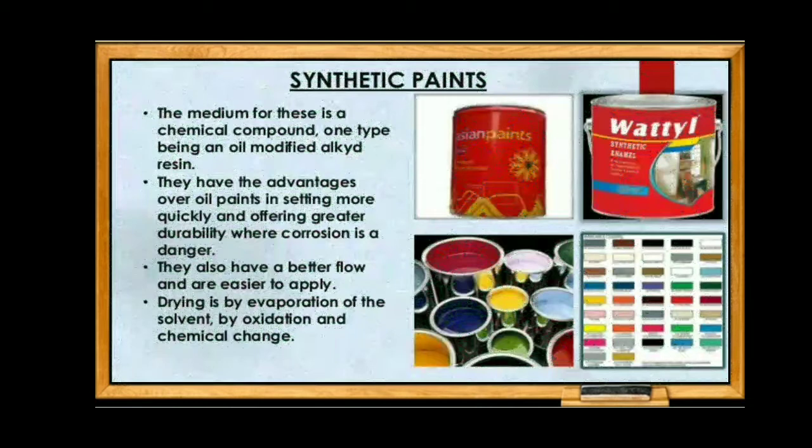Now let us proceed to another topic, synthetic paints. Synthetic media cover a wide range of materials as a result of industrial development. This medium is used for textiles and building paint. The most popular is the acrylic medium, which has the characteristics of oil and the dryness of tempera. This medium is a chemical compound, one type being an oil-modified alkyd resin. They have advantages over other paints in setting more quickly and offering greater durability where corrosion is a danger. They also have better flow and are easier to apply. Drying is by evaporation of solvent, by oxidation and chemical changes.